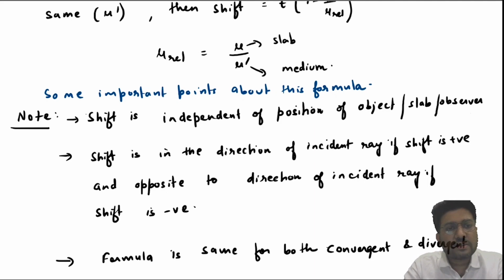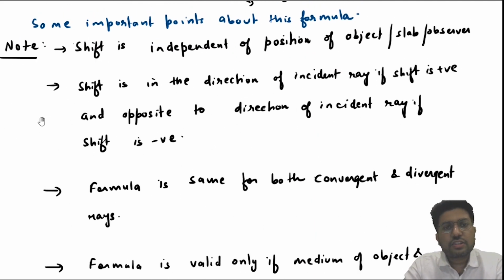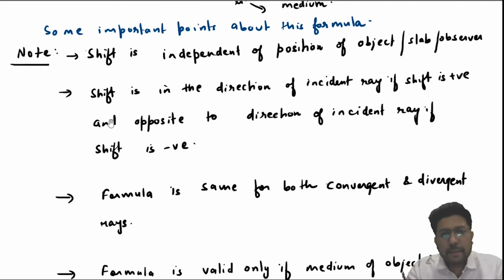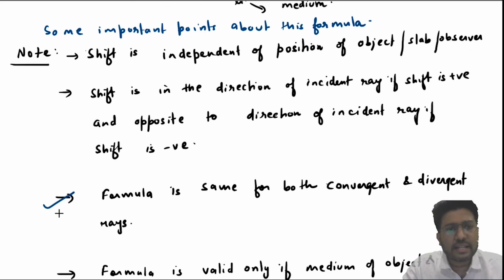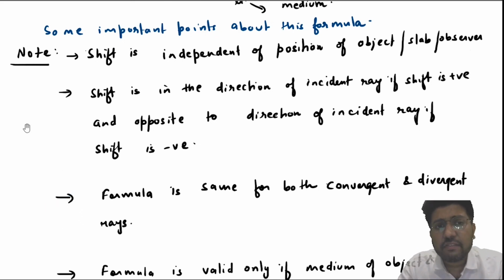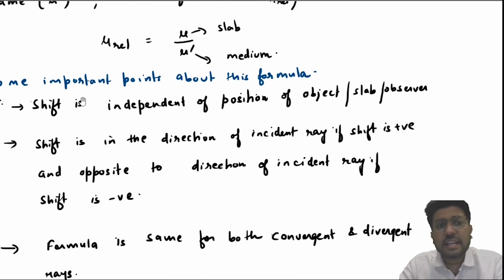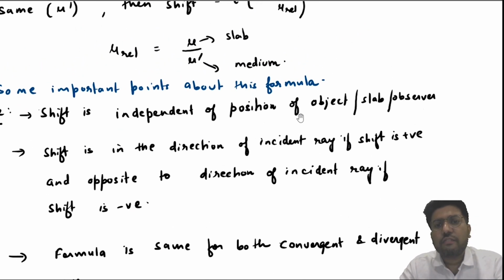Okay, the first important point is that shift is the same. The formula of shift is the same whether the ray is convergent or divergent. This is something that I have already told you. Then the next point is also very, very important: shift is independent of the position of the object, slab, or the observer.